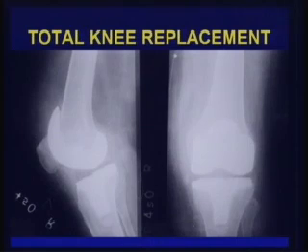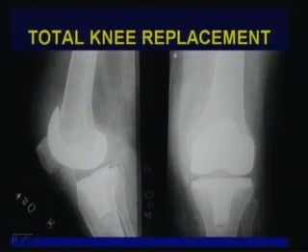I have a slide which shows the osteoarthritic knee in the advanced stages, which has been subjected to a total joint replacement procedure. This is the femoral part of the prosthesis, and this is the tibial part of the prosthesis. Both AP and lateral views have been taken.